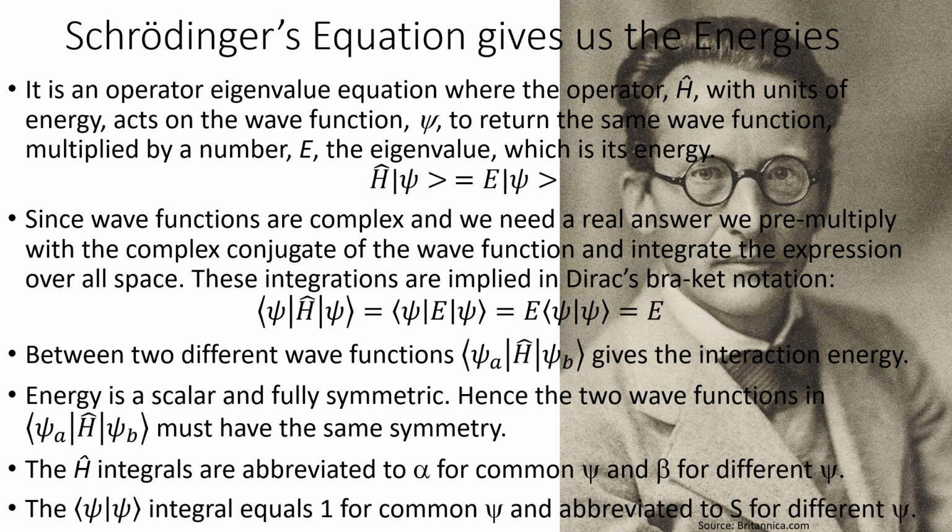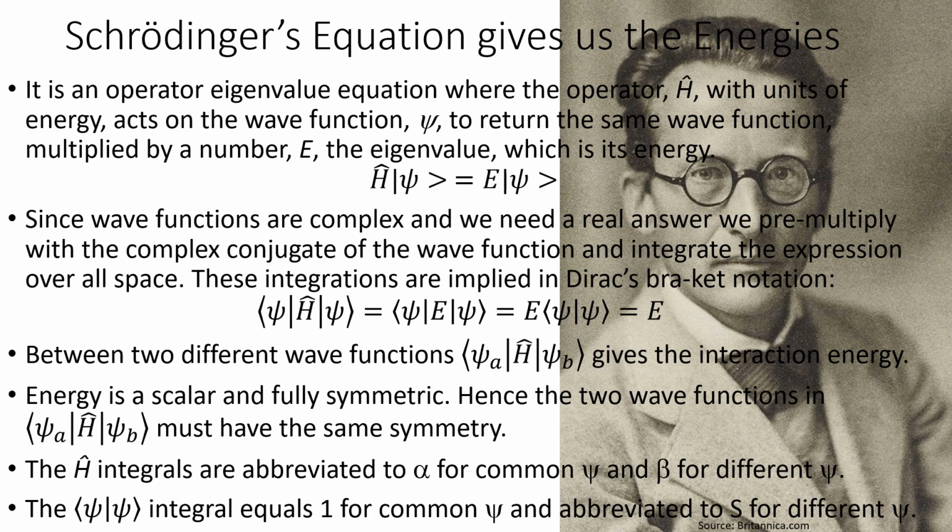And so just finally there, a reminder that this psi star psi integral ultimately is going to come to 1 for a single wave function and its complex conjugate, because of the way these wave functions are normalized. So this is why normalization is such a useful thing, because of course all these integrals can then just be cancelled to 1 in these cases.